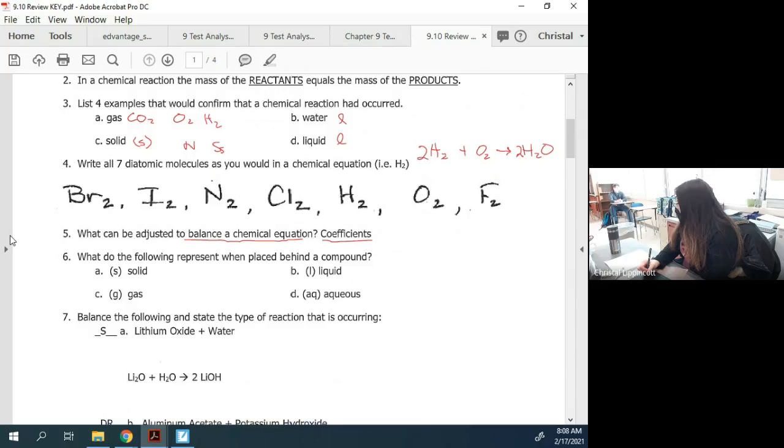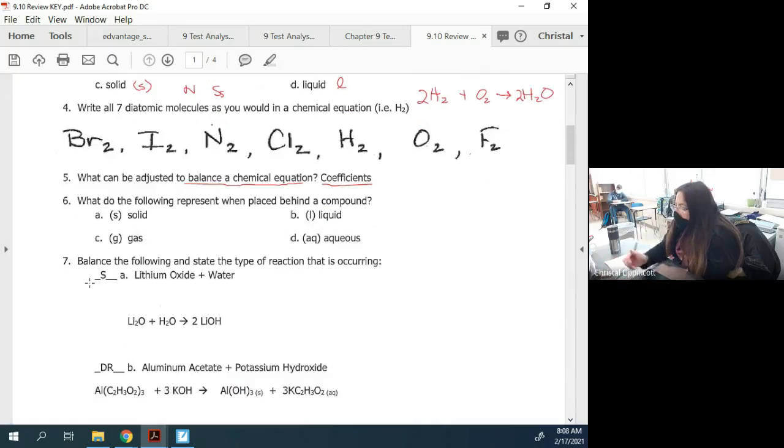When you are doing these problems, write down your compounds first, balance the charge using subscripts, and then once you've done that for all of the items, go back and balance the equation with your coefficients.